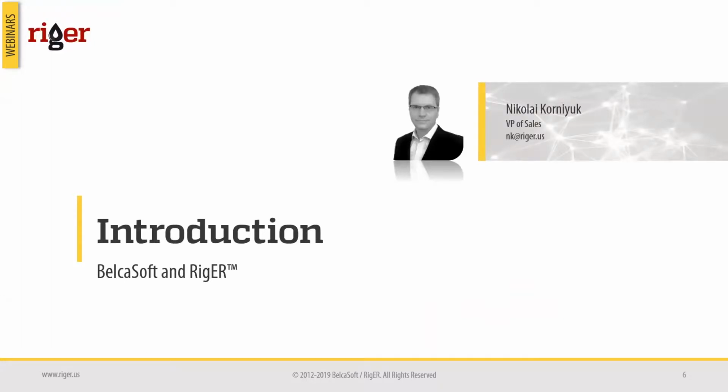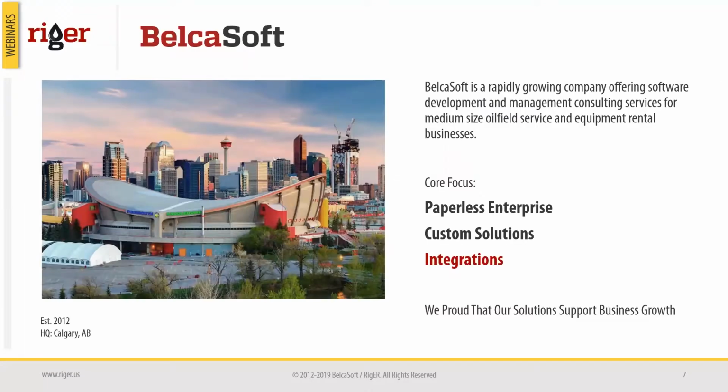And the introduction of RigER, just again, to those of you who are new: what is RigER and where does it come from? RigER is a flagship product of the Belka Health Corporation. We originate from Calgary, Alberta, in the hotbed of the corporate headquarters of the oil patch in Canada. Our mission and vision and focus, as we identify it, is that we are striving to help small and medium-sized businesses in the oilfield industry to go paperless.